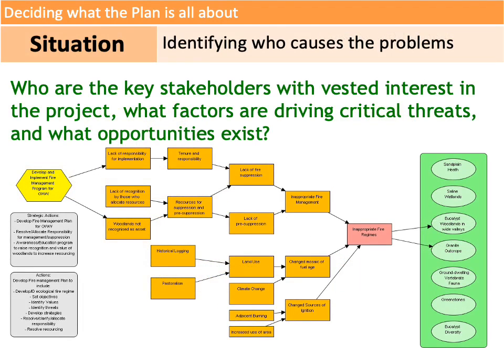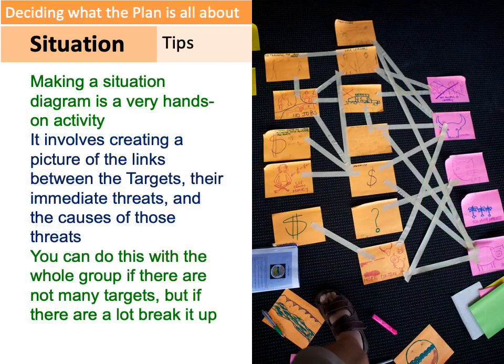So situation analysis is really looking at who are the key stakeholders with a vested interest in this project, what's driving the critical threats, and what opportunities exist. We've shown you some pretty neat looking situation diagrams. We thought we should throw one in which shows how they can look in practice. If you look carefully, you can see there's very little writing on this. It's pretty much all symbols or diagrams.